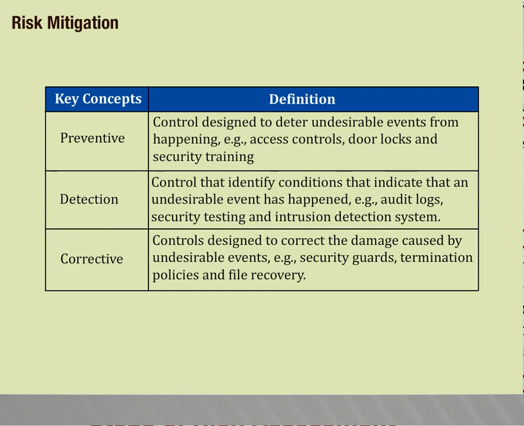Key concepts, definition. Preventive: controls designed to deter undesirable events from happening. Examples: access controls, door locks, and security training. Detective: controls that identify conditions that indicate that an undesirable event has happened. Examples: audit logs, security testing, and intrusion detection systems. Corrective: controls designed to correct damage caused by undesirable events. Examples: security guards, termination policies, and file recovery.